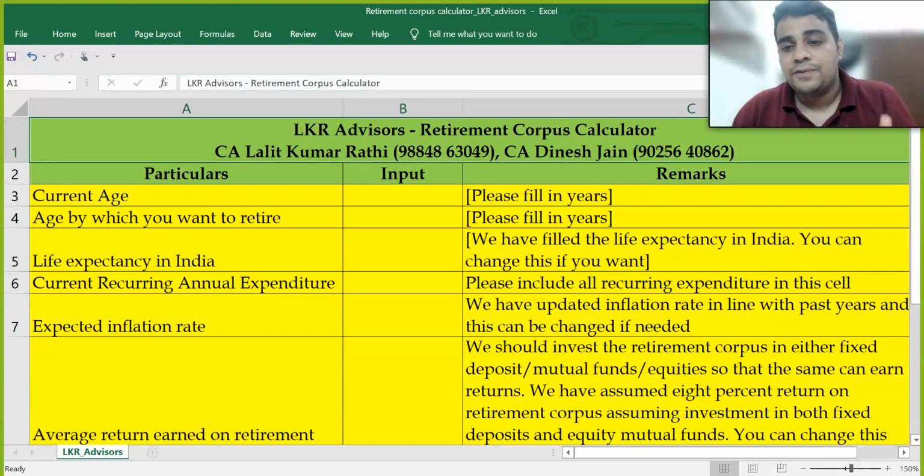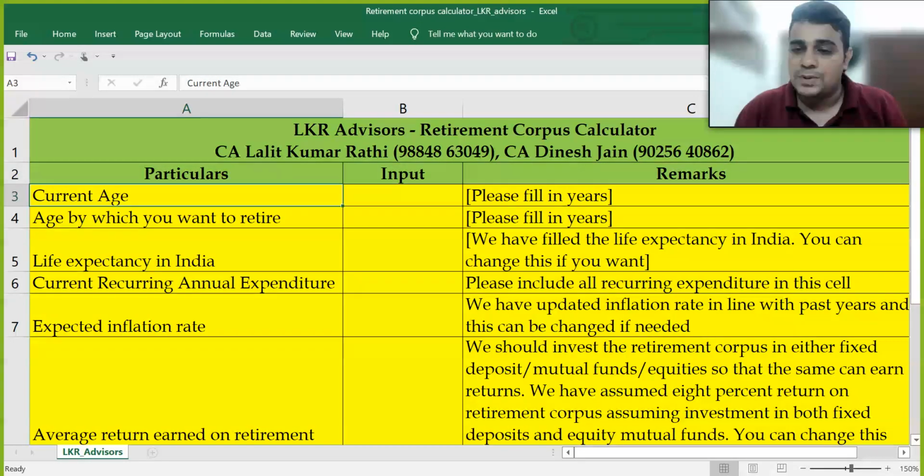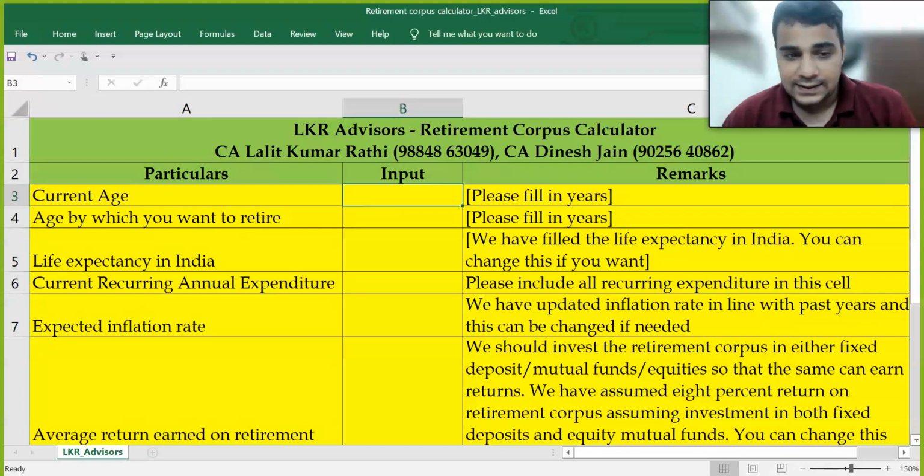So we have developed a calculator which is going to be given as a link to you. You just need to download this calculator and give certain inputs. The moment you give these inputs, it will help you get to know how much retirement corpus is needed. So let's take an example.